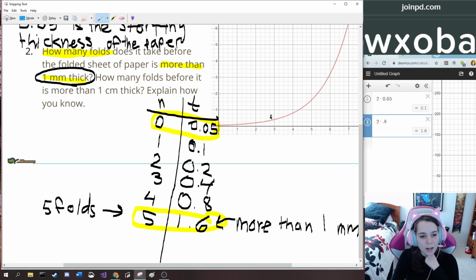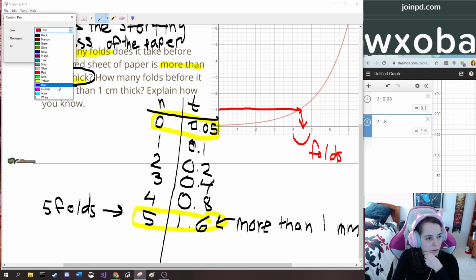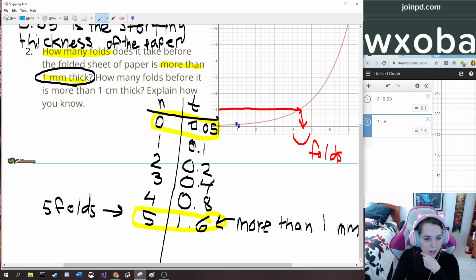Now, if you wanted to use the graph, you would say, okay, I want to know when it's 1 milliliter thick, how many folds will it take? If you go to the graph, you'll see that it'll land somewhere in between 4 and 5. Now, the number of folds has to be a whole number. Because of that, a better way to represent this graph would be with dots, because our number of folds has to be whole numbers.